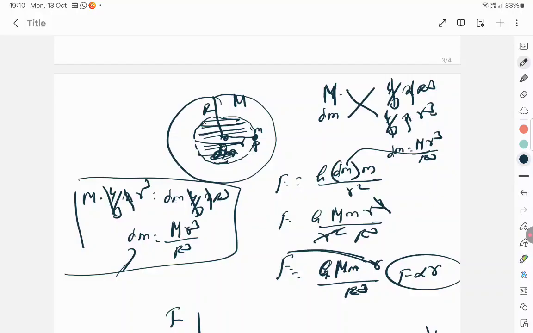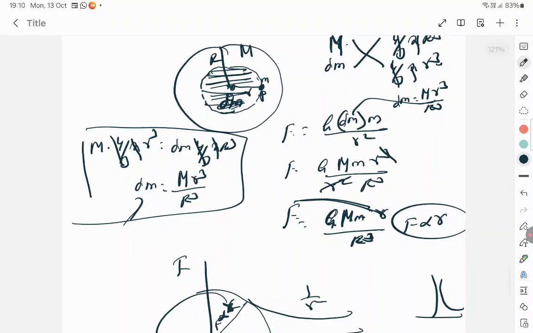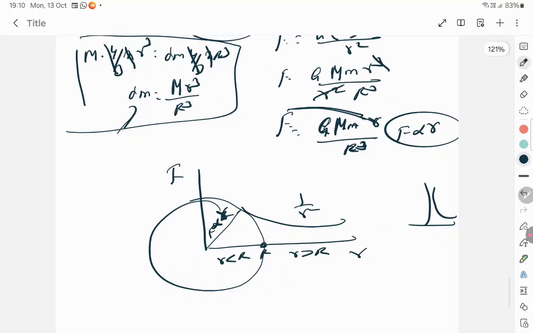The whole point is to find that dm, which obviously you know by unitary method is capital M into small r cube by capital R cube. Substitute that in the force, you get this, and you conclude that F is directly proportional to r inside of the solid sphere, if your body is inside.